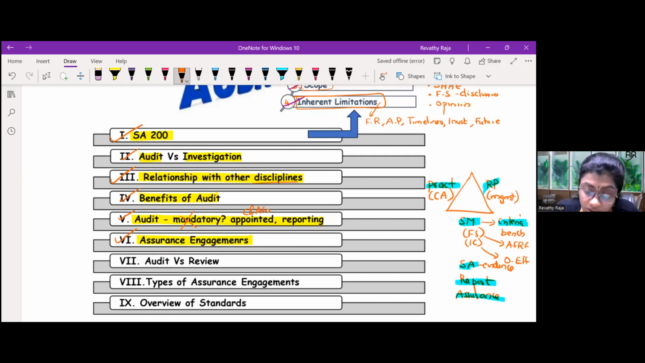Now, the difference between audit and review. For audit, we have SA, and for review, we have SRE. Through audit, we give reasonable assurance, right? Whereas through review, we give only what assurance? Limited assurance. Now, in audit, we do more and extensive procedures, whereas in review, we perform limited or fewer procedures.